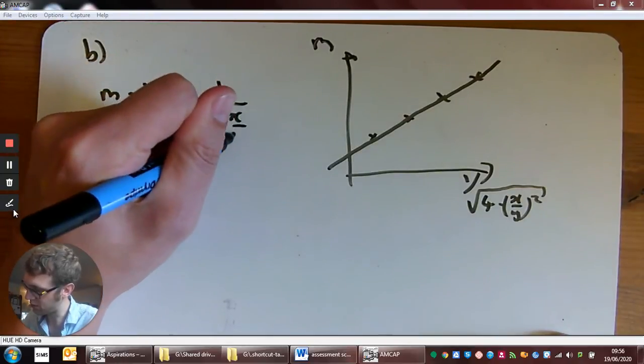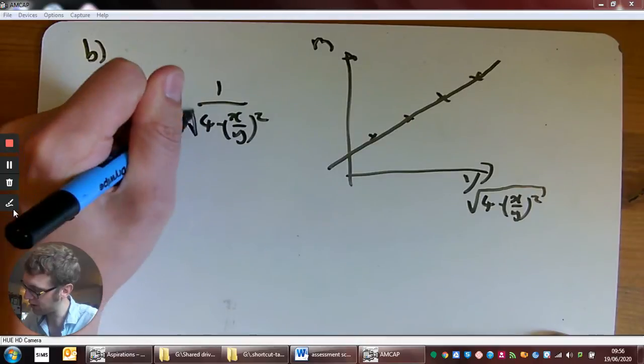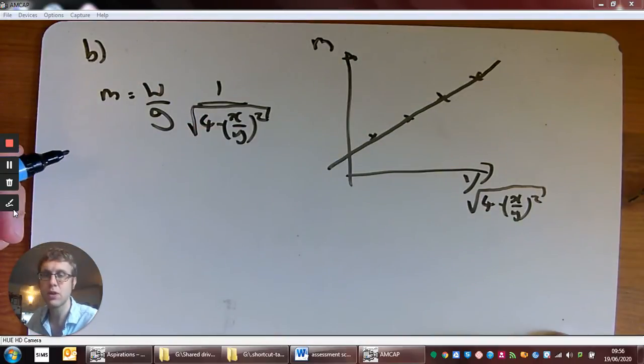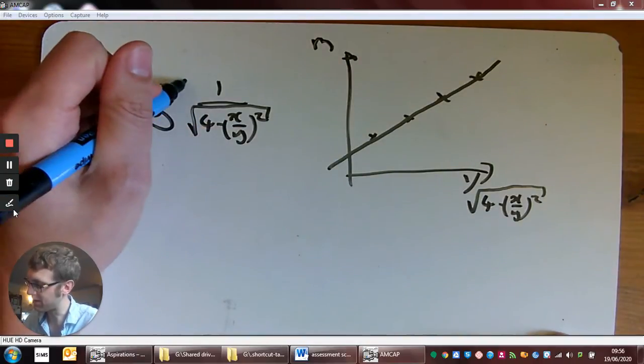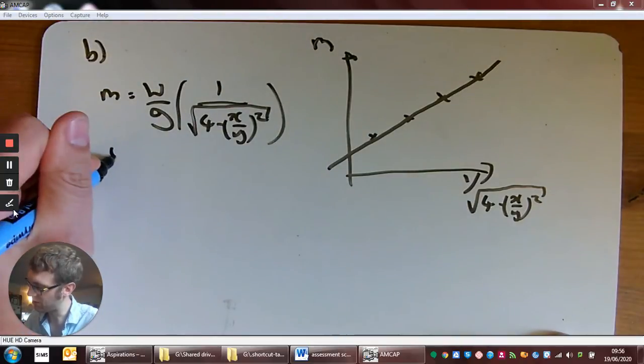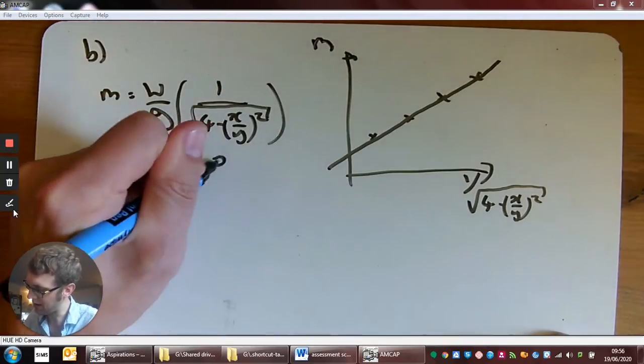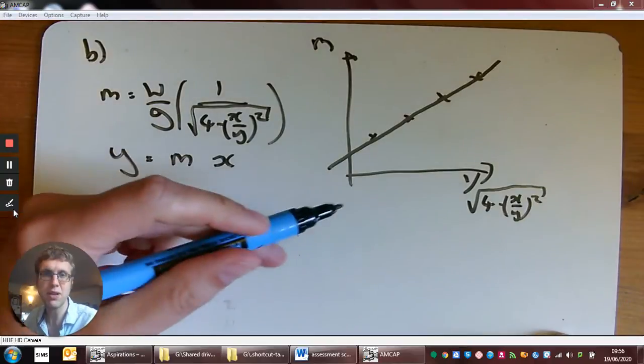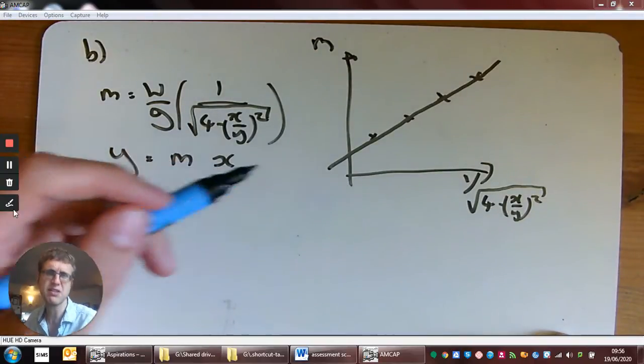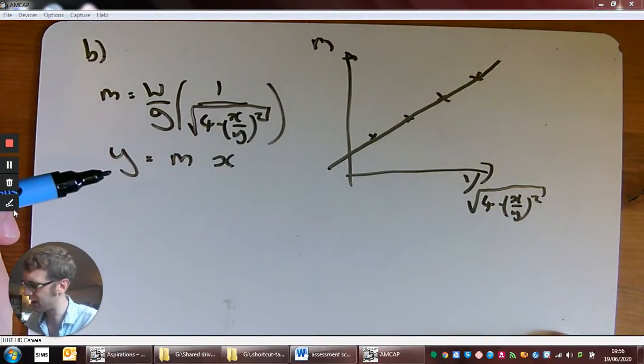4 minus x over y, square rooted. Well, what we've got here is basically the equation of a straight line. That's y is equal to mx. I know we want to do a plus c, but this should be going through the origin, which is not. That's a whole different thing we can talk about another day.